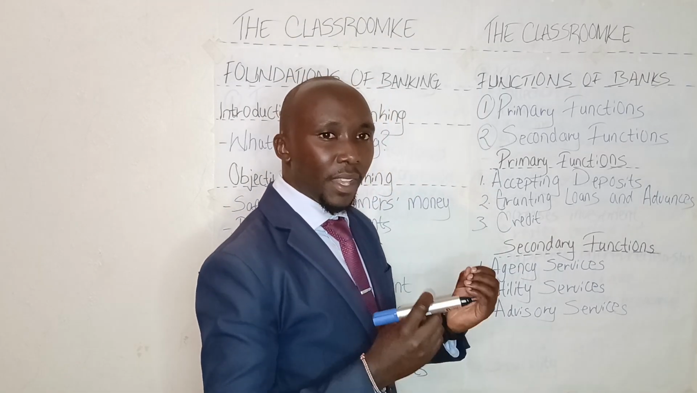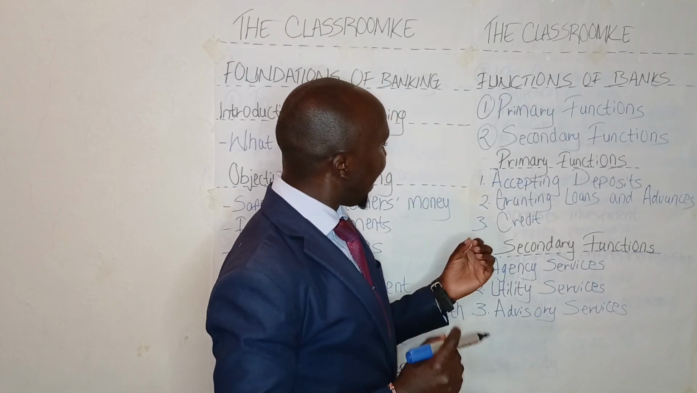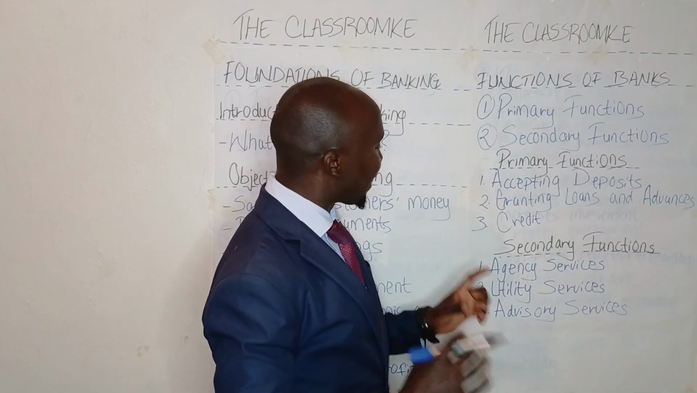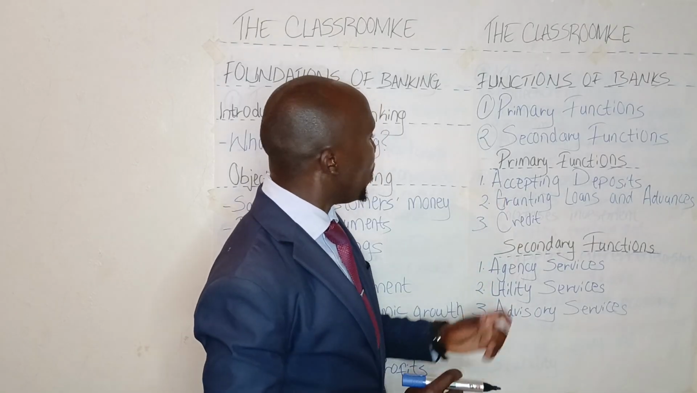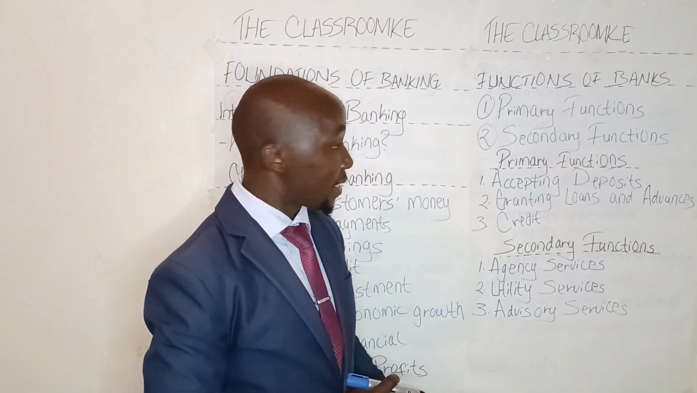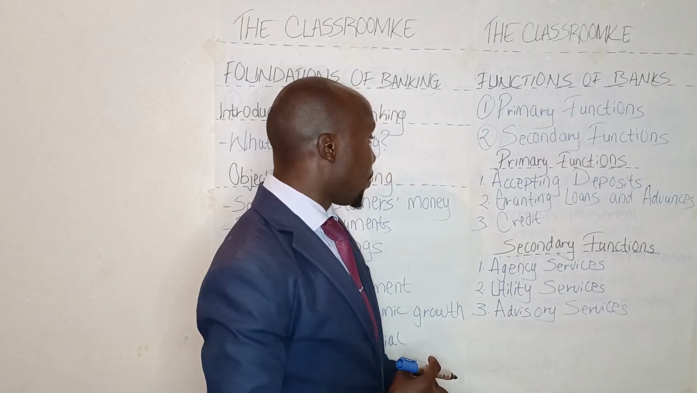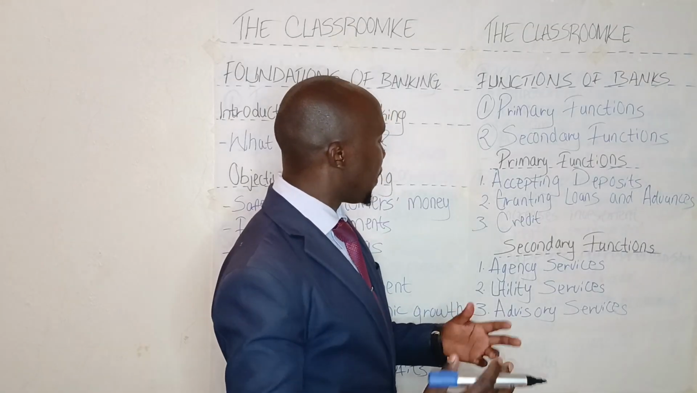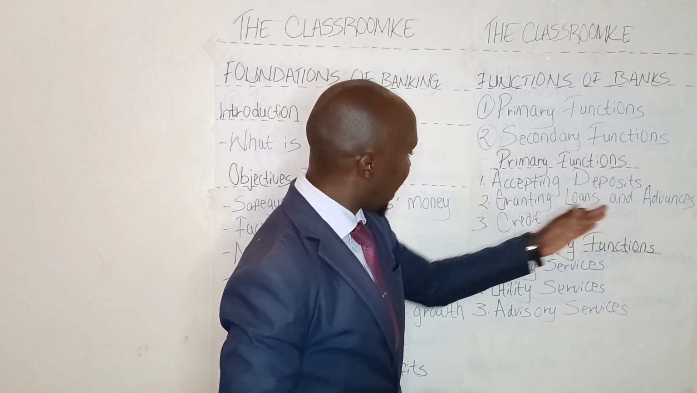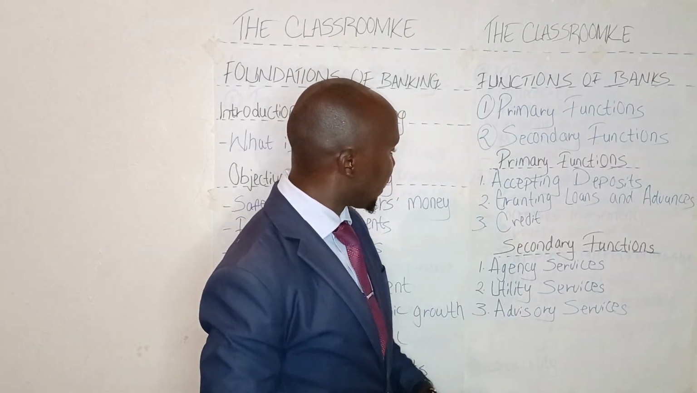These are the functions that define the core existence. Primarily, why do banks exist? Number one, as we said, accepting deposits from customers and safeguarding them, of course. It's a safe place where you can keep your funds. Number two, it is granting loans and advances. And number three, creating credit.